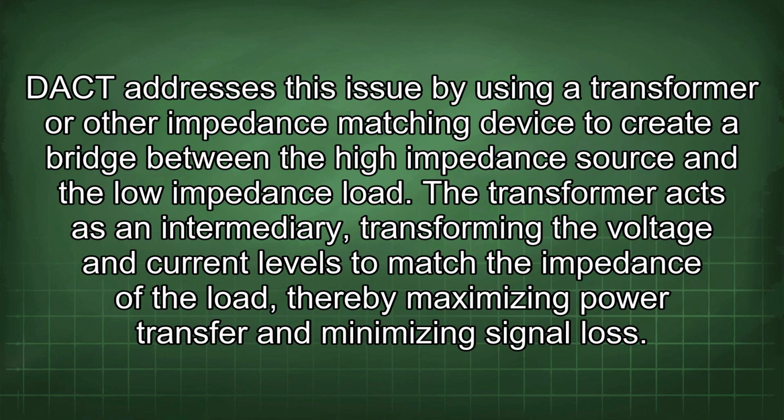DACT addresses this issue by using a transformer or other impedance matching device to create a bridge between the high impedance source and the low impedance load. The transformer acts as an intermediary, transforming the voltage and current levels to match the impedance of the load, thereby maximizing power transfer and minimizing signal loss.